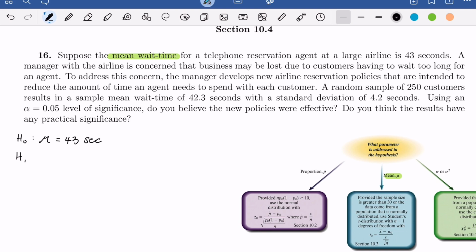And then for our alternative hypothesis, we want to figure out if the new policy that the manager develops is going to make the mean wait time less than 43 seconds. So we're looking at a left-tailed test in this case.